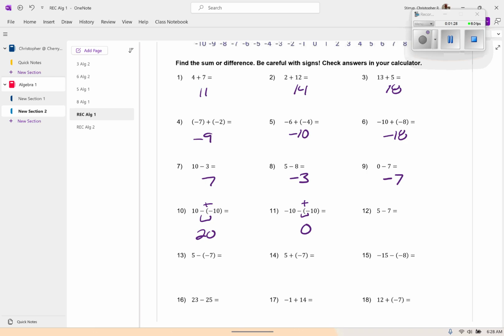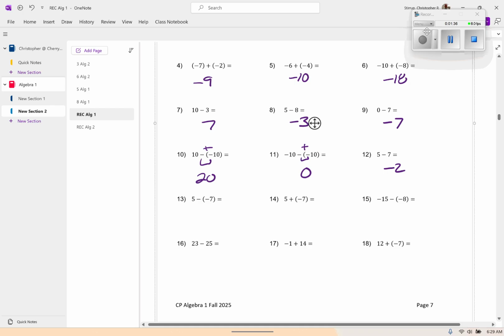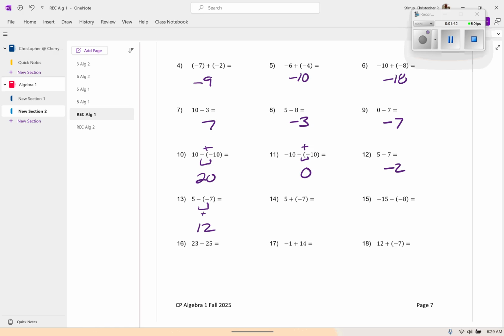You have $5 in your pocket, you subtract $7, so you're going to owe $2. Double negative in a row, make that a plus sign. So 5 plus 7 is 12. $5 in your pocket, you see something that costs $7, so you owe $2. Double negative like this, you're going to make that a plus sign. So that's going to be -15 plus 8. So something costs $15. You have $8 in your pocket, so you still owe $7. That's why it's a negative.